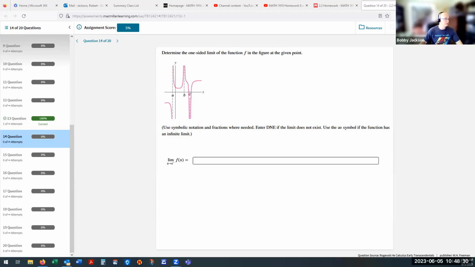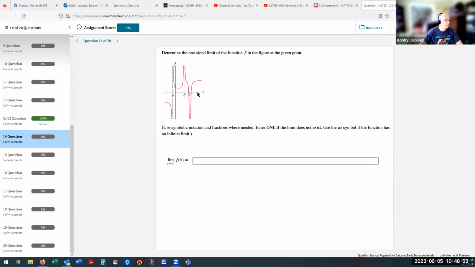Hey everyone, going to look at number 14 in section 2.2. When I pulled this up, by the way, it took a while for this figure to load. I don't know why, but it took some time. It was like I sat there for 30 seconds or so. So if it doesn't initially show up, just take your time and wait a little bit. Hopefully it will show up.